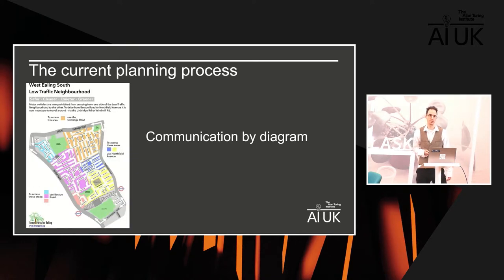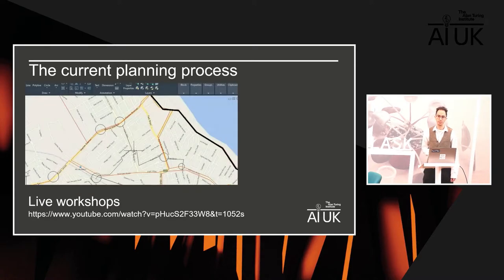Once these things are designed, they're communicated out to the public using diagrams that are pretty easy to understand. They show you where you are able to get into different parts of the neighborhood and show the fact that you're not able to drive through it anymore to take a shortcut. Instead, you're supposed to use the main roads. But a common bit of feedback is that there's not enough consultation.